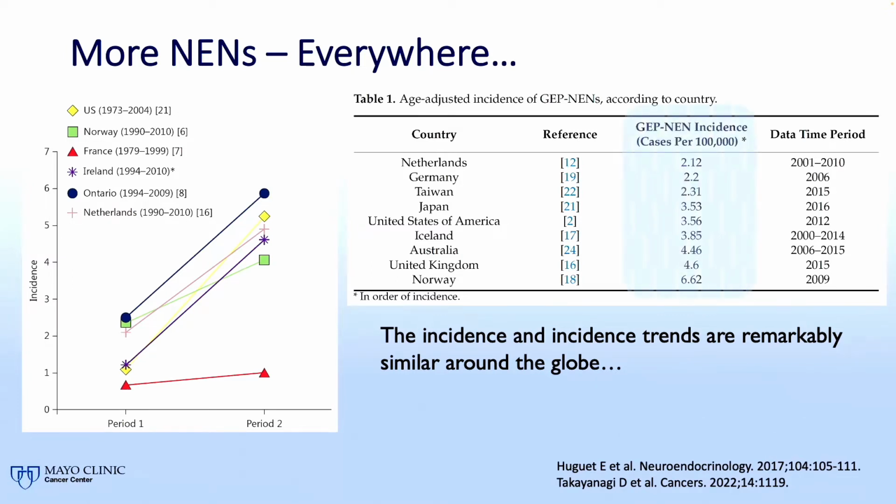And if you look at the incidence, which is roughly 7 for all neuroendocrine tumors, this is only looking at gastroenteropancreatic neuroendocrine tumors, and you can see it's remarkably similar across the globe. It's actually interesting, I didn't realize until this morning that the United States with 3.56 and my home country of Iceland, 3.85, are almost next to each other, meaning that the incidence is very similar. For some reason, the Norwegians are a little bit of an outlier. That could be that they might just have a better cancer registry. They might be capturing stuff that we're not capturing, or maybe they're just common there.